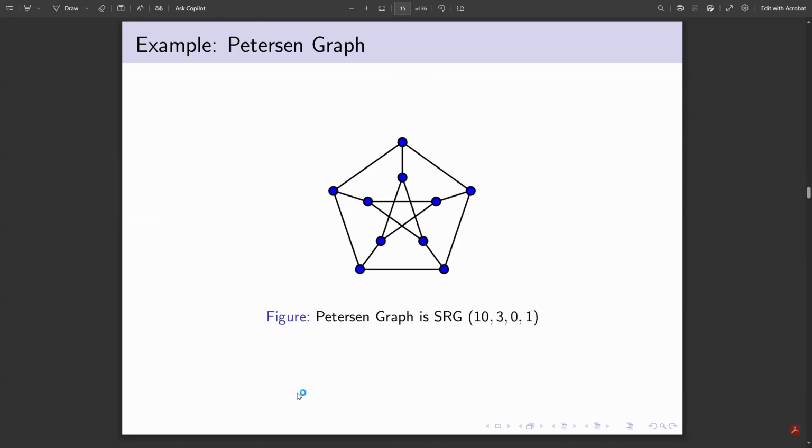So, a couple examples first. Here's the Petersen graph. Probably everybody has seen it. It's a strongly regular graph on 10 vertices, degree 3 regular, lambda 0. So no pair of adjacent vertices have any common neighbor. In other words, there are no triangles. And mu equals 1. So if you take any pair of non-adjacent vertices, they have exactly one shared neighbor.